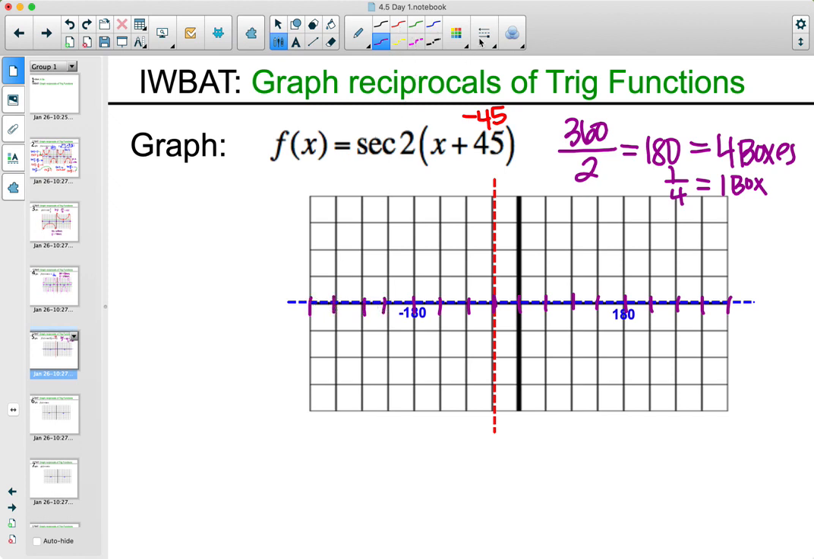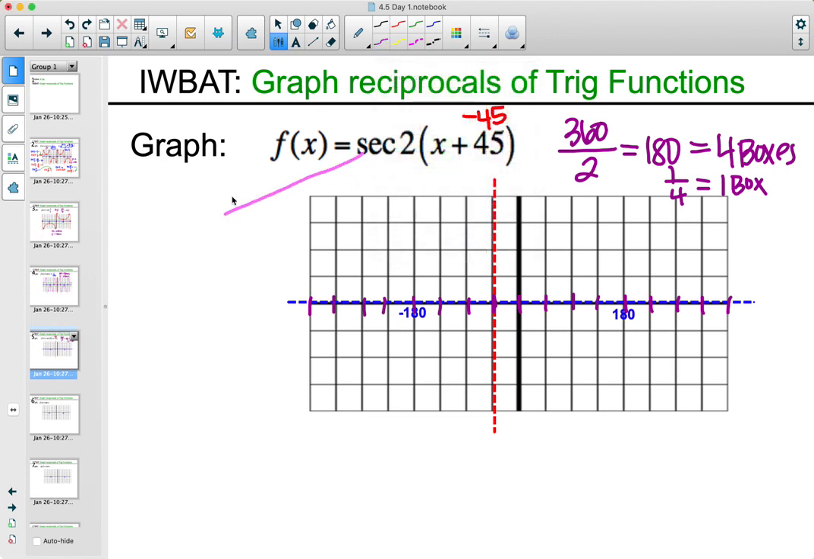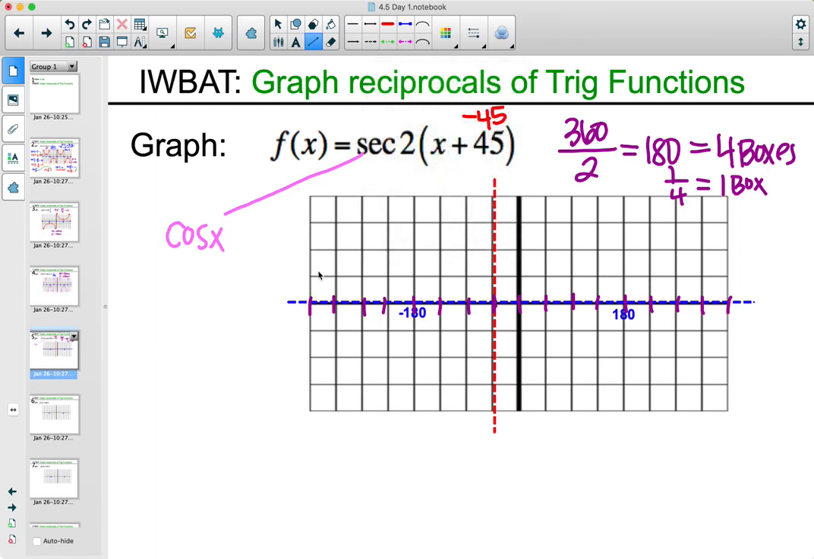So now we're going to plot the cosine function because secant is the flip of cosine. Okay, it's the reciprocal of cosine. So, oops, I didn't put my amplitudes on there. So amplitude is 1. So we'll put these lines on there too.